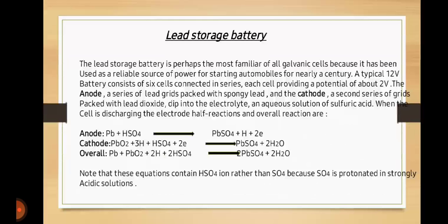When the cell is discharging, the electrode half reactions and overall reaction are as you can see: at the anode, lead is oxidized to lead sulfate, and at the cathode, lead dioxide is reduced to lead sulfate. Note that these equations contain HSO4⁻ ion rather than SO4²⁻ because SO4²⁻ is protonated in strongly acidic solutions.